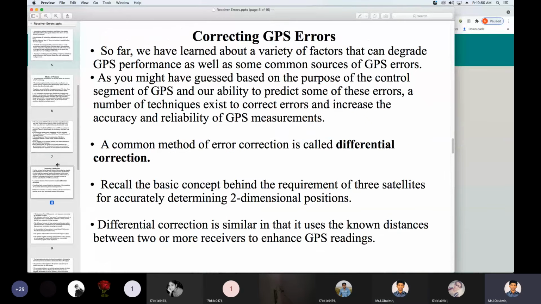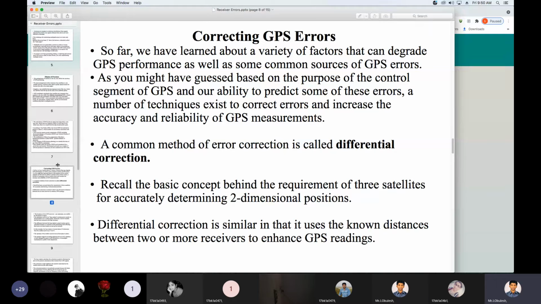Coming to correcting GPS errors, how will we be able to correct the errors? What will we get from GPS? So far, we have learned about a variety of factors that can degrade GPS performance as well as some common sources of GPS errors.